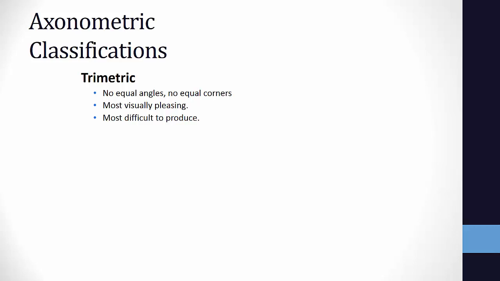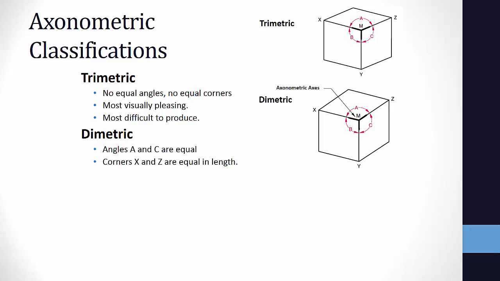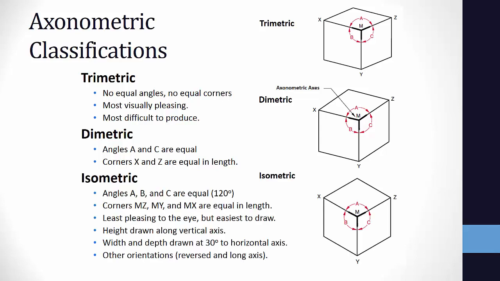Axonometric classifications are founded on what are called axonometric axes. The first, trimetric pictorial, has no equal angles, no equal corners, but is the most visually pleasing and the most difficult to produce by hand. The dimetric pictorial generally has angles A and C as equal angles, as can be seen from the image. Lastly, the one we will be learning to create in this class is the isometric pictorial. Isometric pictorials generally break up the axis into equal 120-degree angles, after which a depth is drawn to provide details of the three-dimensional object in a two-dimensional plane.